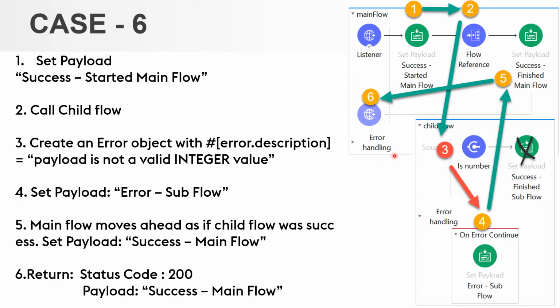So even though in your child flow you are having is number validation failing, still your error handling will ensure that you are not letting client get the error message. Instead, they are going to get 200, and whatever you set in the set payload, client will receive that.